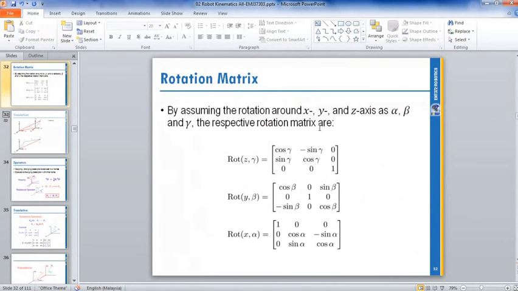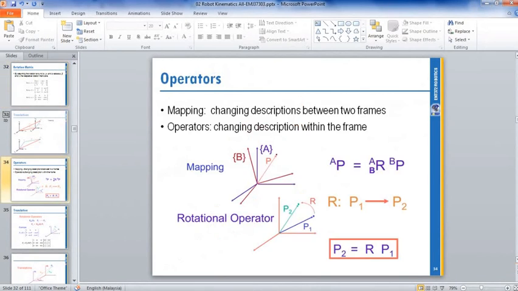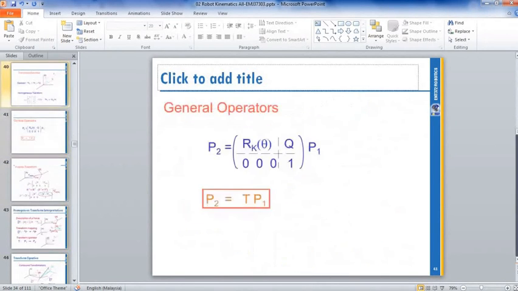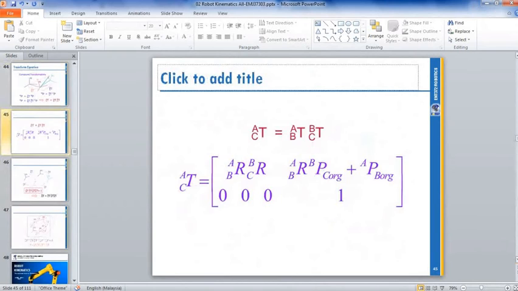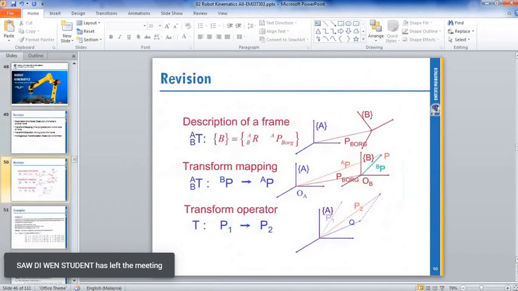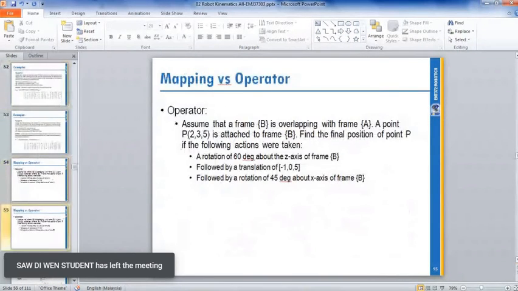This one is your main formula. If you want to change to a 4x4 matrix, just put 0, 0, 0, 1 at the end. Change to a 4x4 matrix, because for homogeneous transformation we use 4x4.